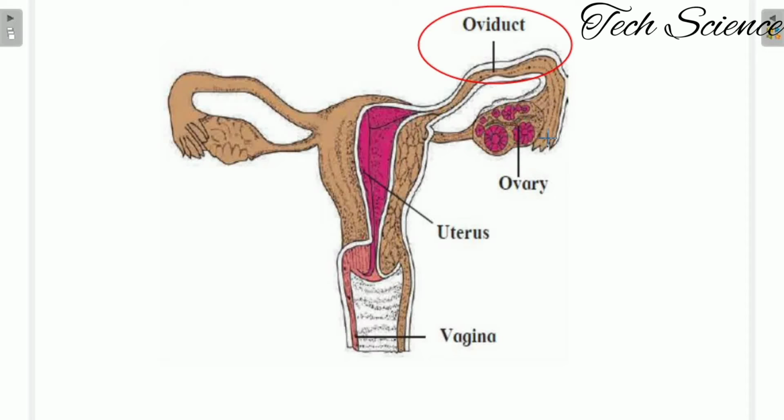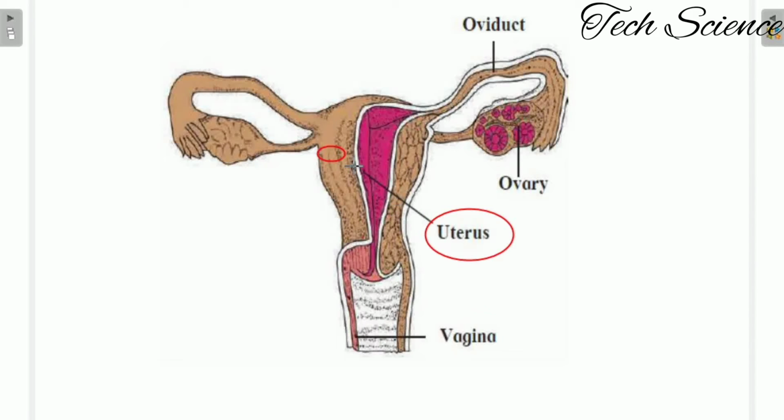So it carries the egg. What is the function? It carries the egg from the ovaries to the uterus, and it is done with the help of small hair-like projections present inside the canal. They are called cilia. So this is the function of the oviduct. In short, there is only one function: carrying the egg from the ovary towards the uterus. This is the function of the oviduct, also called the fallopian tube.